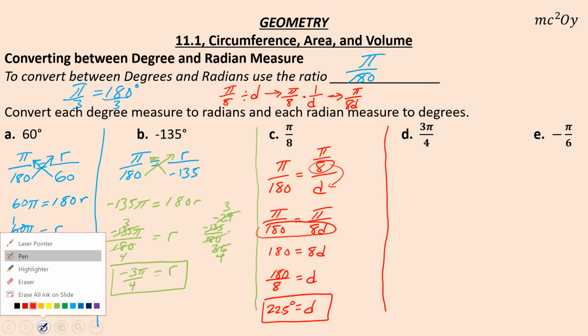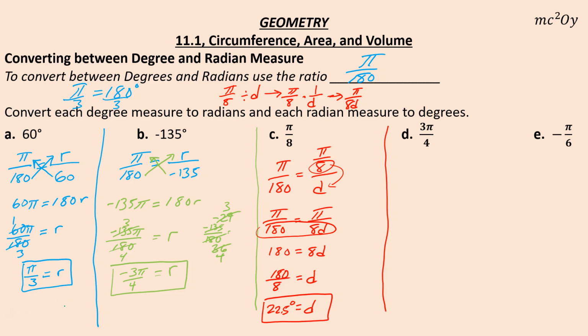All right. We got 2 more here. First one, we set it up. Pi over 180 is equal to r over d. We're going to replace r with 3 pi over 4. And then remember, we can rewrite this and move that 4 down, right? So we could write it as pi over 180 is equal to 3 pi over 4d. Well, neither numerator or denominator are the same, so to solve, we're going to cross multiply.